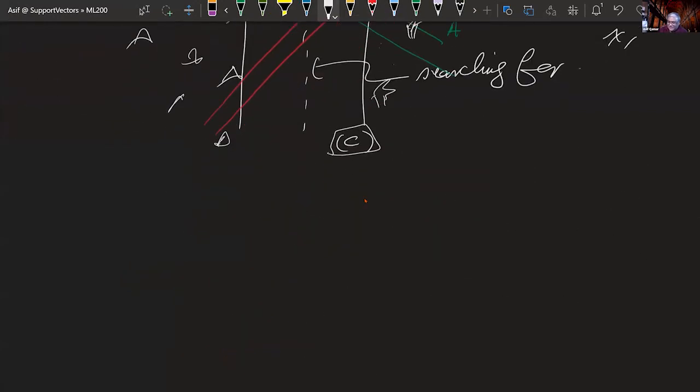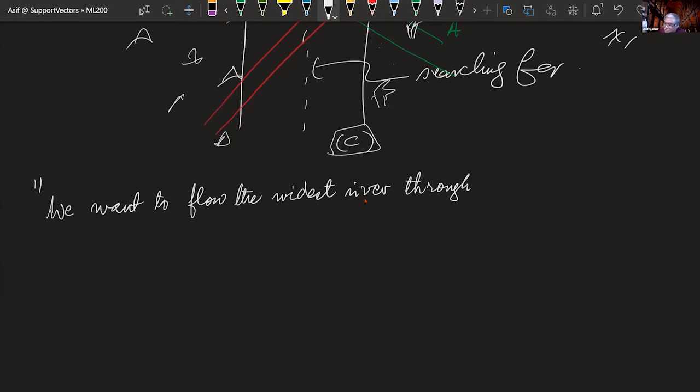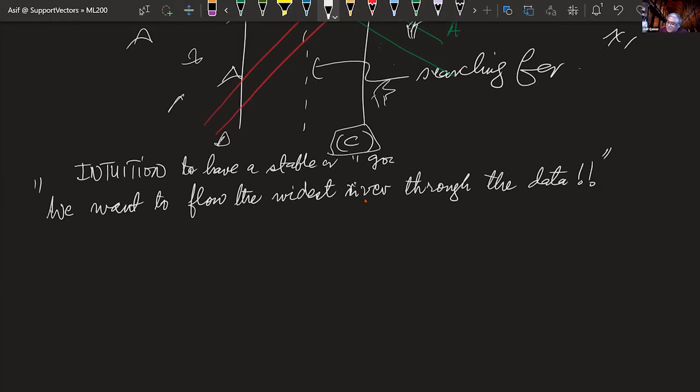And this is how these ideas develop. So let us write it in formal terms. We want to flow the river through the data, isn't it? This is our intuition, to have a stable or good solution.